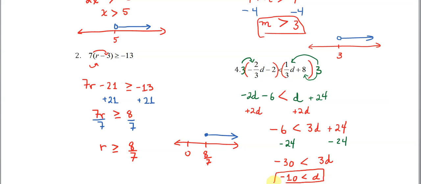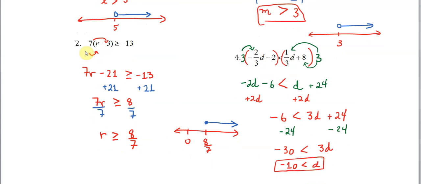And I want to clarify something here. We're doing a division operation that involves negative numbers, but the number that we're dividing by here is a positive number, so we don't flip the inequality. So again, to clarify, we're dividing both sides by positive 3, so we don't want to flip the inequality sign, even though we have a negative number here. If we were dividing by negative 3, then we would need to flip the inequality sign.